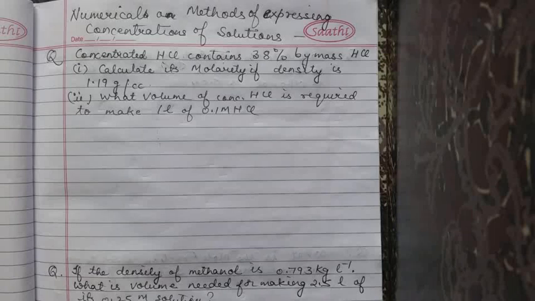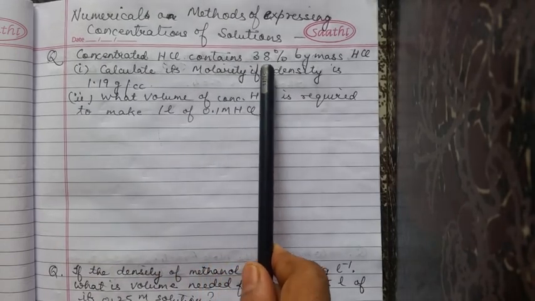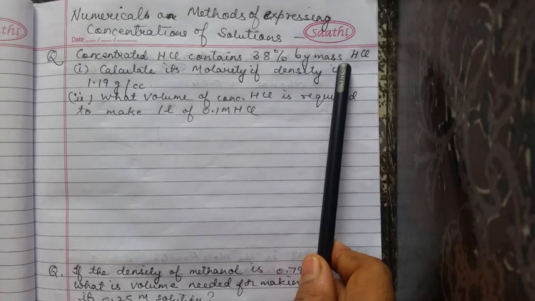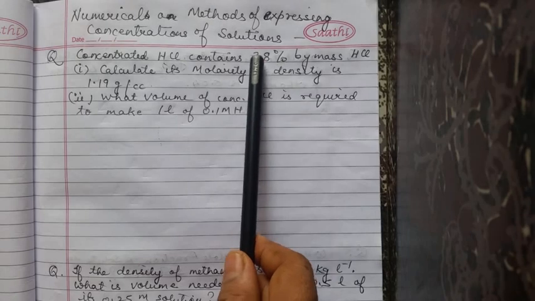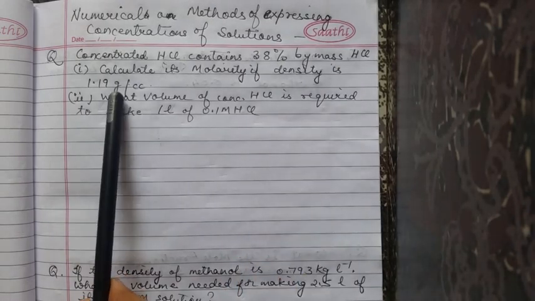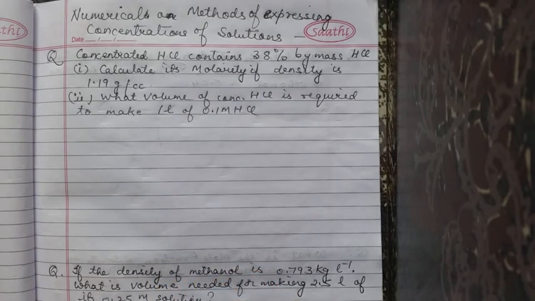Good morning, students. In today's session we will be learning how to solve the numericals based on the different methods for expressing the concentrations of solutions. The first question is: concentrated HCl contains this much percentage mass of HCl. This is the weight by weight percentage given for HCl, and you have to calculate its molarity if the density of the solution is given.